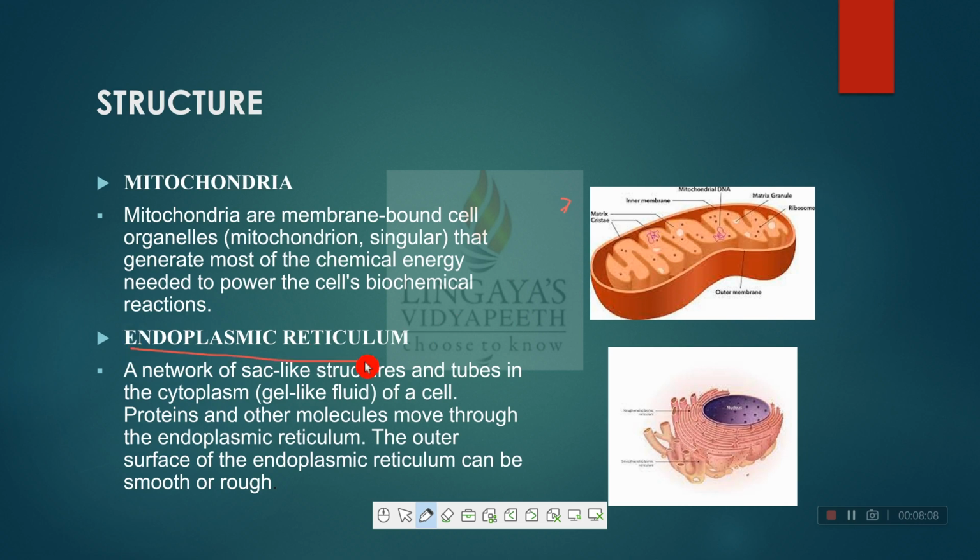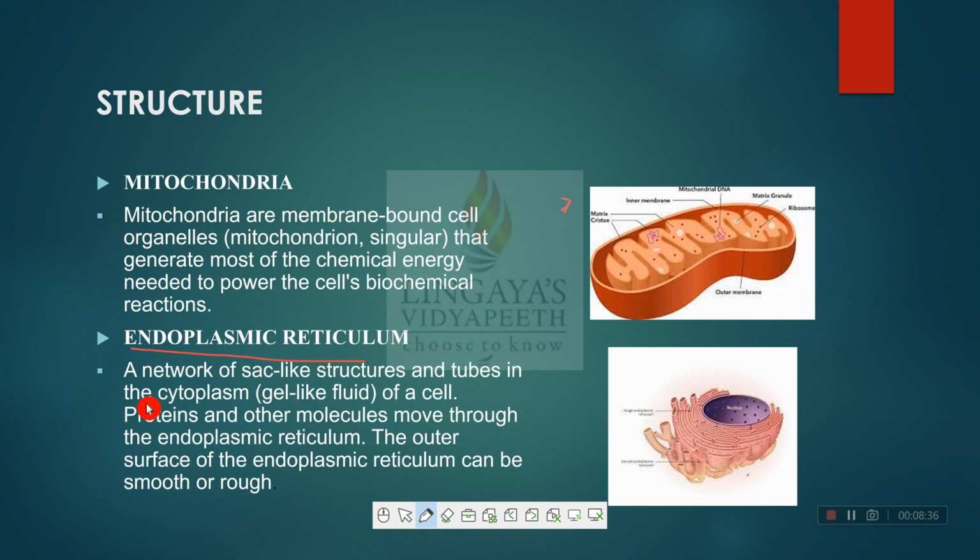Now talking about the endoplasmic reticulum. Endoplasmic reticulum is a tubular structure. Here you can see that the folded tubules are present. Alright, it is a sac-like structure, and tubes are present in the cytoplasm of the cell. Alright, what is the function of endoplasmic reticulum? It is responsible for the movement of proteins inside it.